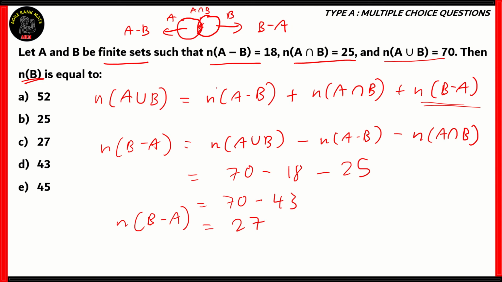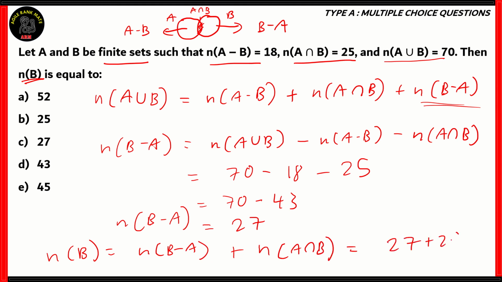So if you want to find out the value of B, you need to find the number of elements in B minus A, add them to the number of elements in A intersection B. So that's what we're going to do here. N of B is equal to N of B minus A plus N of A intersection B, which is equal to 27 plus 25, and that will be equal to 52 if you add it up. So therefore, as you can see, option A is the right option.